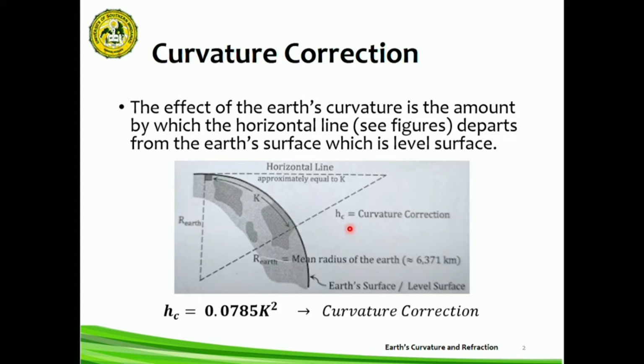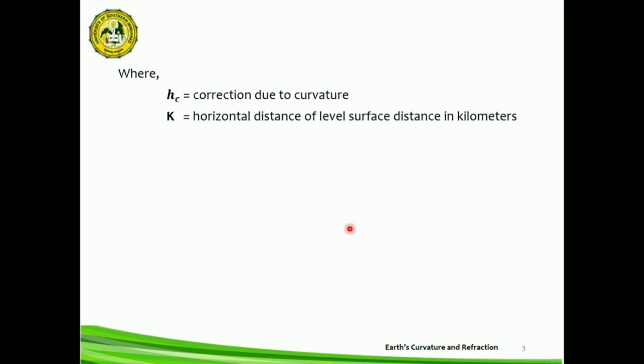So, ang tanong po kung saan po ito nakuha o saan po ito nanggaling. Dito po, where HC is the correction due to curvature and K is the horizontal distance of the level surface distance in kilometer. Derive formula using the Pythagorean theorem. Kung naalala po ninyo, yung Pythagorean theorem natin is a squared plus b squared equals to c squared. Opo, magkalintulad lang po sila sa nakikita ninyo.